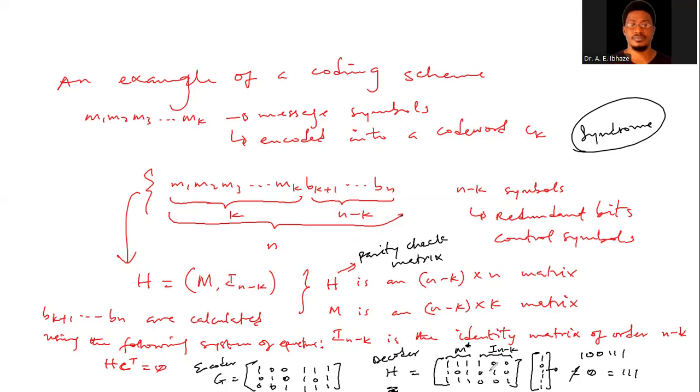Because with the syndrome decoding, we have been able to see that there is a code word received that does not exist in the finite field.